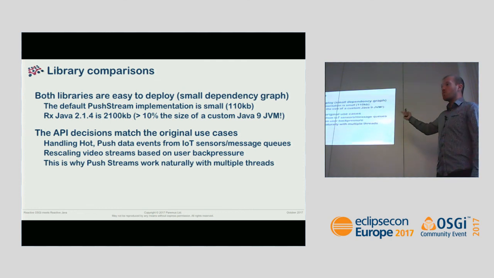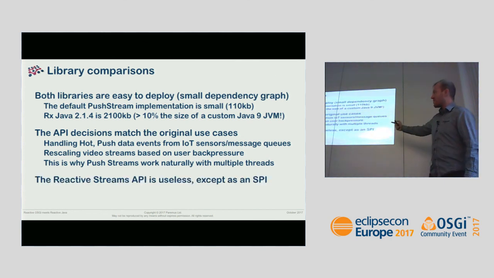So push streams work well with multiple threads. RxJava works well with effectively pull type data. And the Reactive Streams API on its own is pretty useless. It's only there as an SPI.